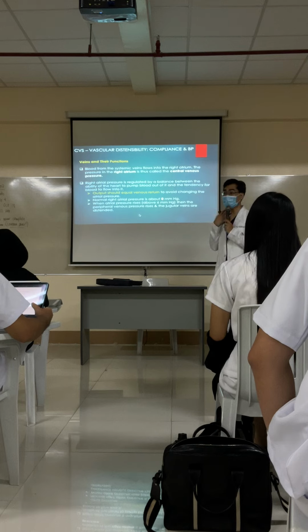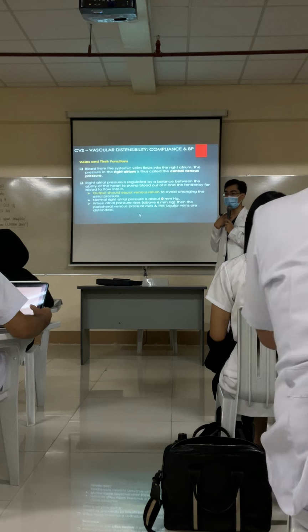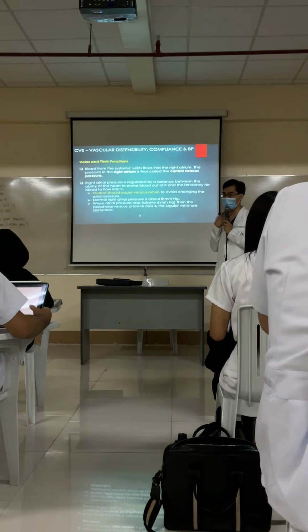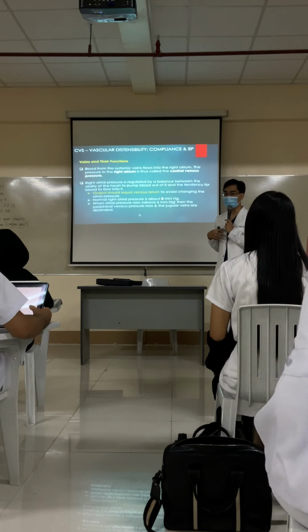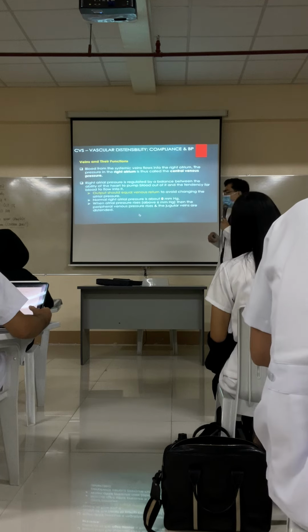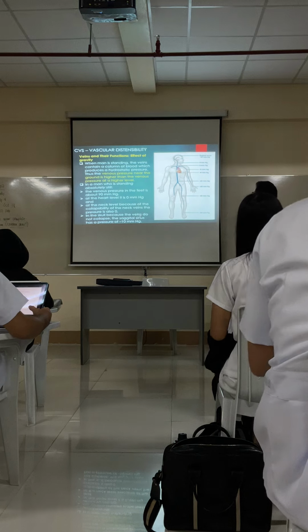Kasi distensible naman siya, no? So nandun yung maraming volume. Kaya pag makikita mo yung pasyente, distended yung jugular veins niya. No? Ibig sabihin, if you see a distended jugular vein, the RA pressure is high. Okay?